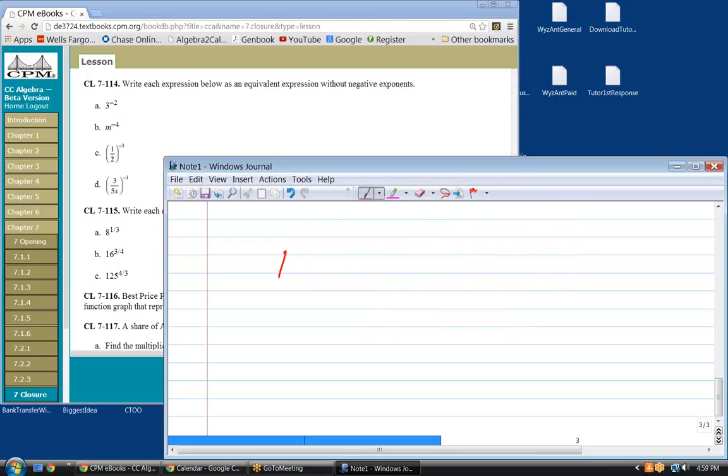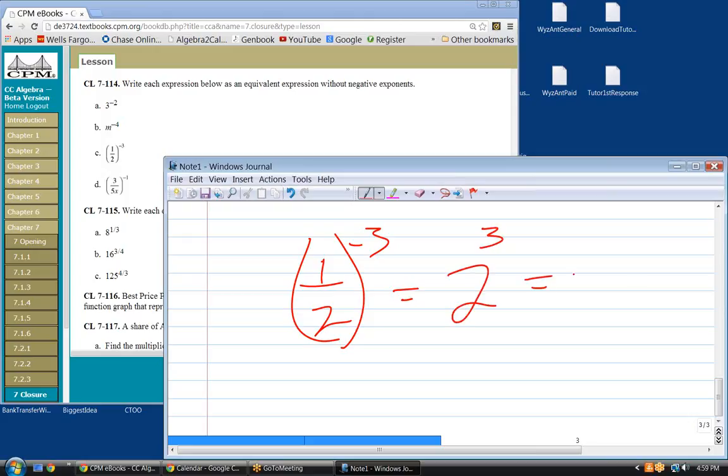What's m to the minus 4 equal to? 1 over m to the 4th. Now what is 1/2 to the minus 3 equal to? 2 to the 3rd, which also equals 8. Good.